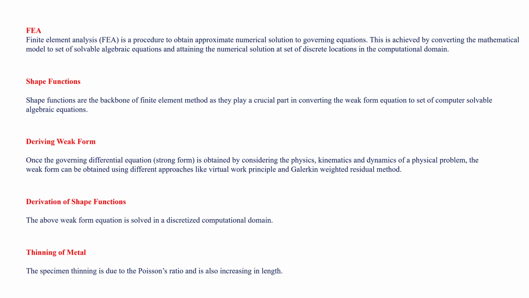So what is the thinning of metals? It is the process where the material thins due to the Poisson's ratio as well as the increase in length.